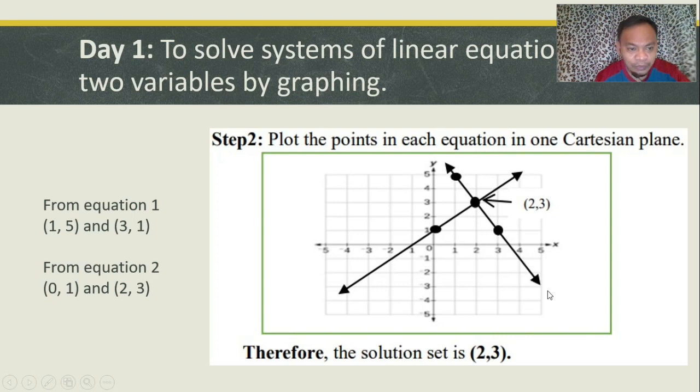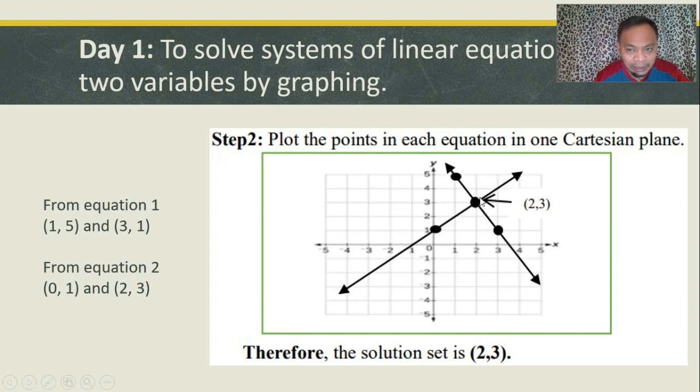Then for our equation number 2, we have 0 and 1. So 0 is x, positive 1 is y. Okay, here it is. Then for our next ordered pair in equation number 2, we have positive 2 and positive 3. Positive 2 is x, positive 3 is y. So here it is. So this is the graph of our equation number 2.